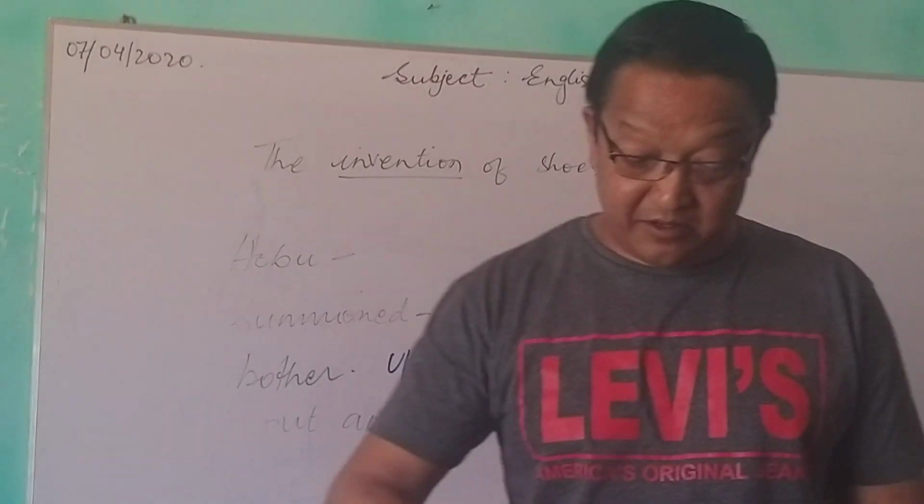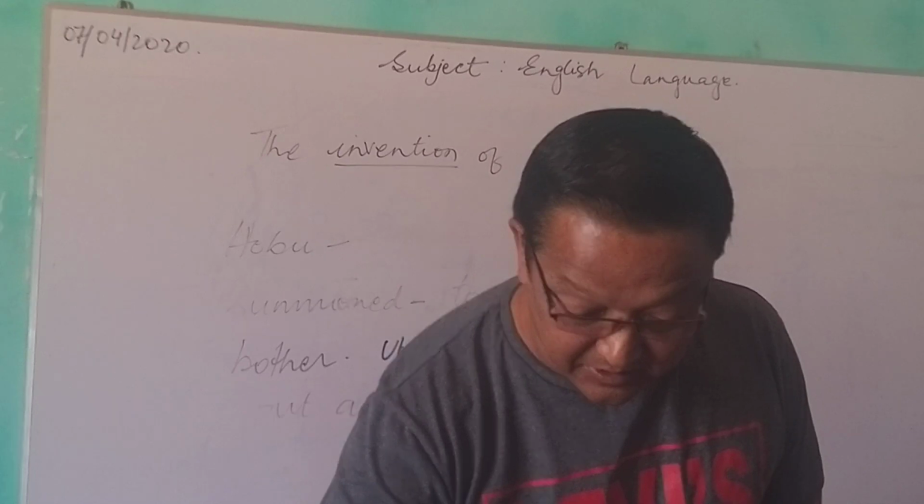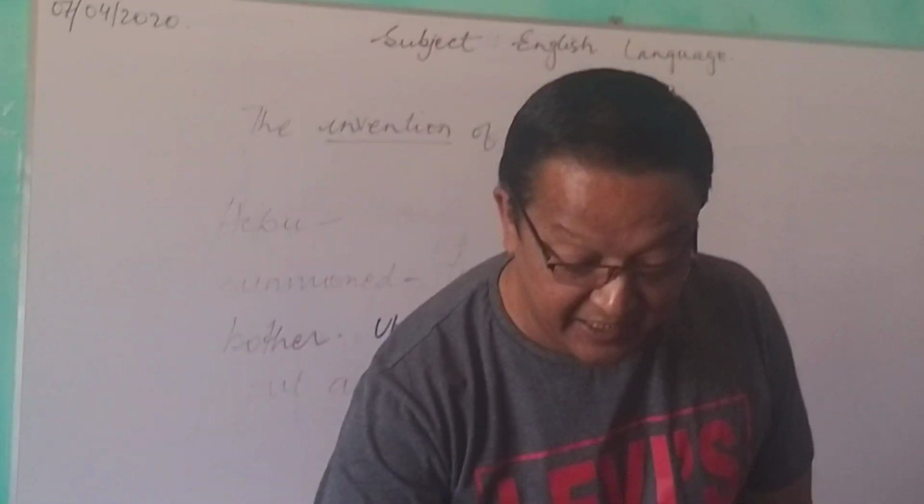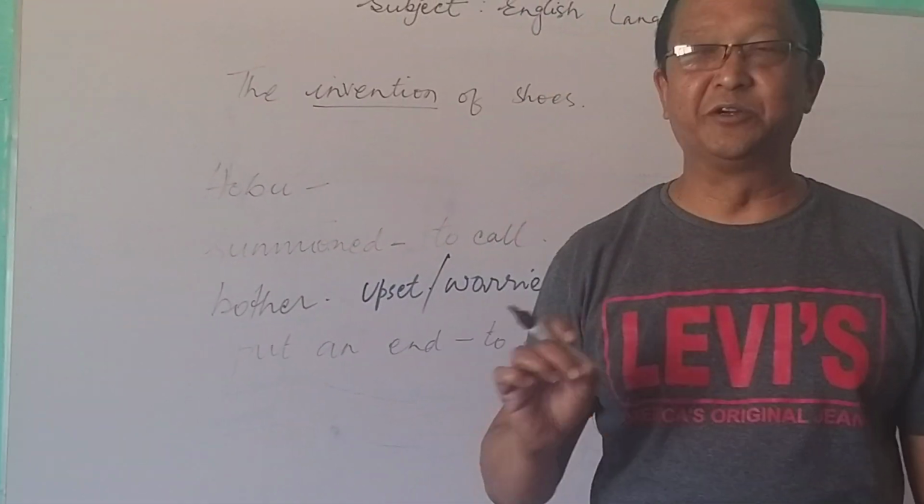Now, I'm going to revise once again this, that the king Hobu called his ministers and courtiers.